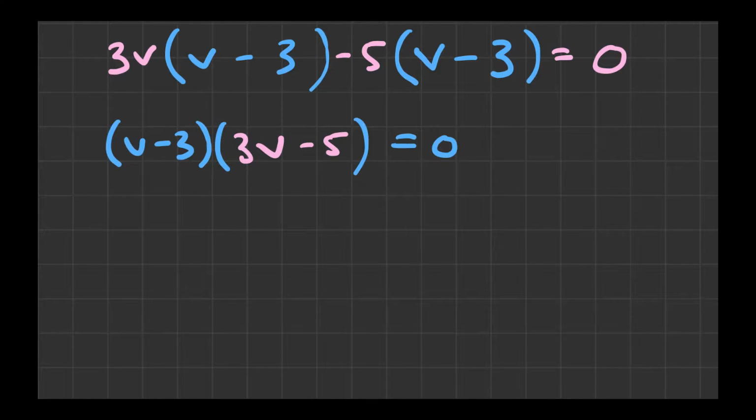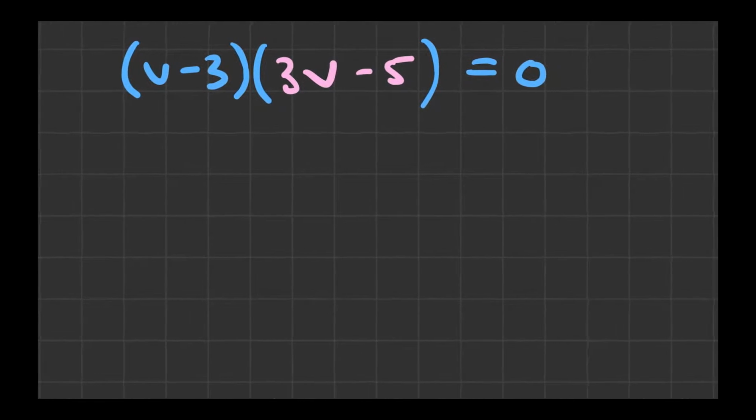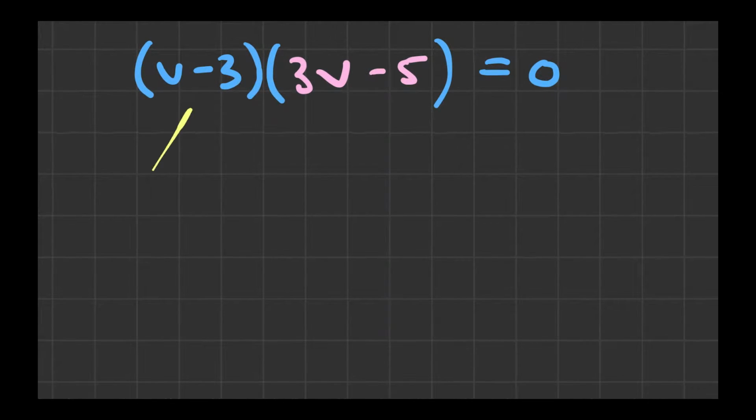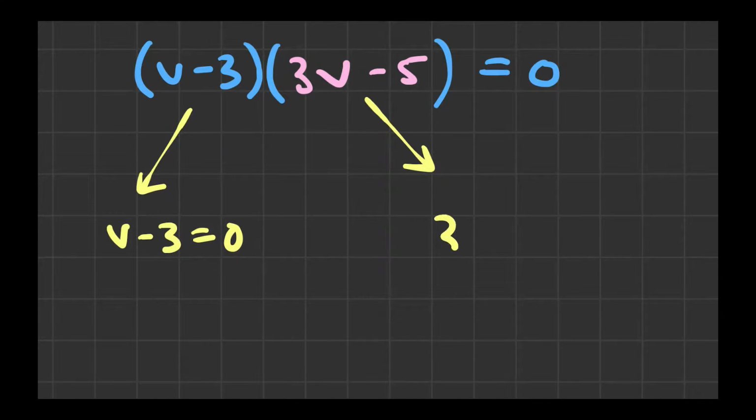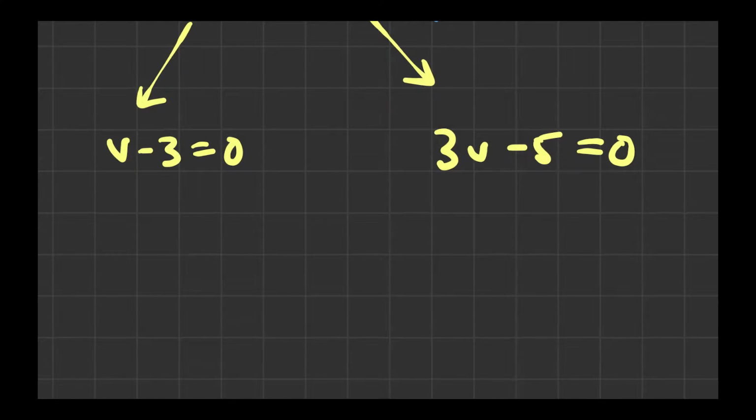So let's go ahead and solve this. So now that it's factored and the product is equal to 0, we get two possibilities. One is that v minus 3 equals 0, and the other is that 3v minus 5 equals 0. The first possibility is pretty straightforward, right? It's just v equals 3.